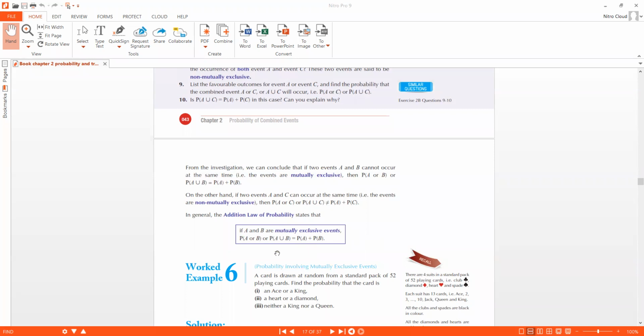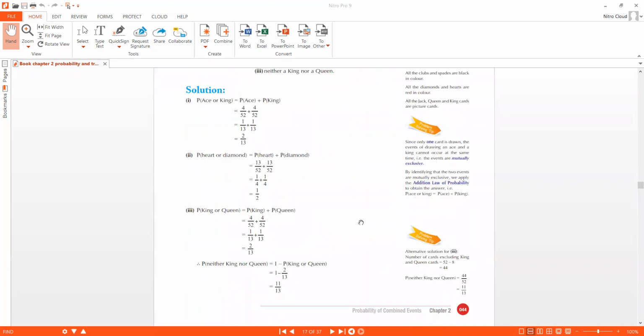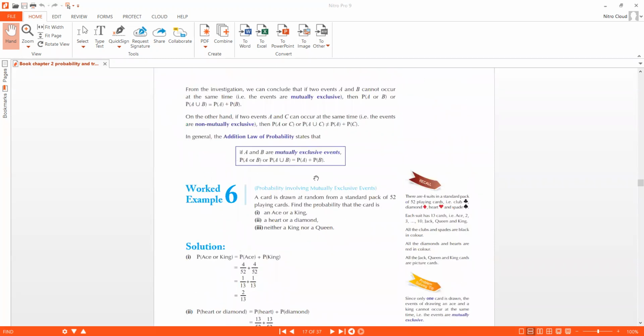And when the events are non-mutually exclusive events, the formula will be a little bit different, and the difference will be over here at this part. I will have to subtract probability of A intersection B, the values which are common in between these two sets A and B.